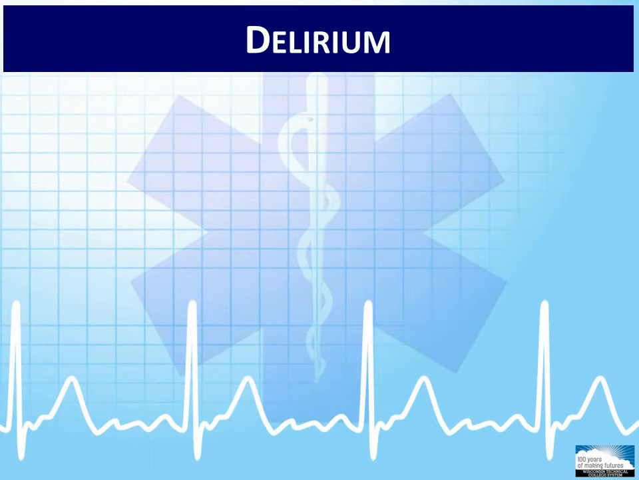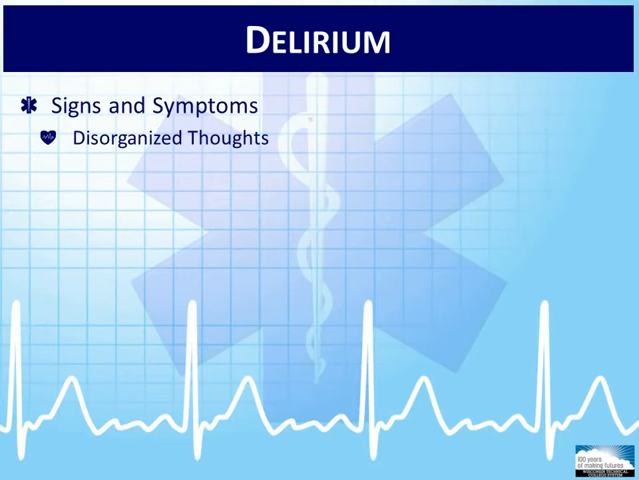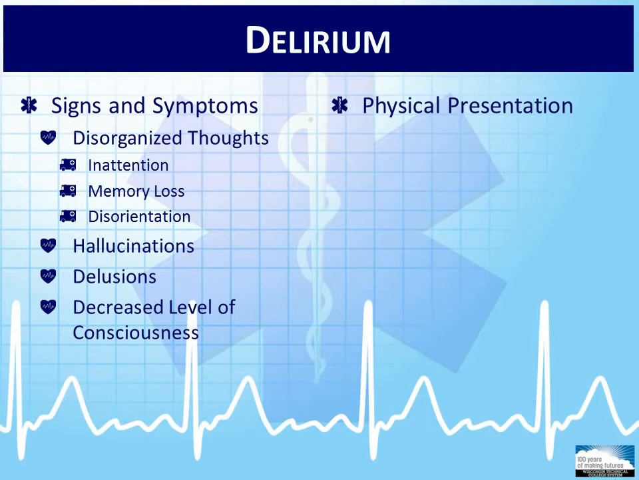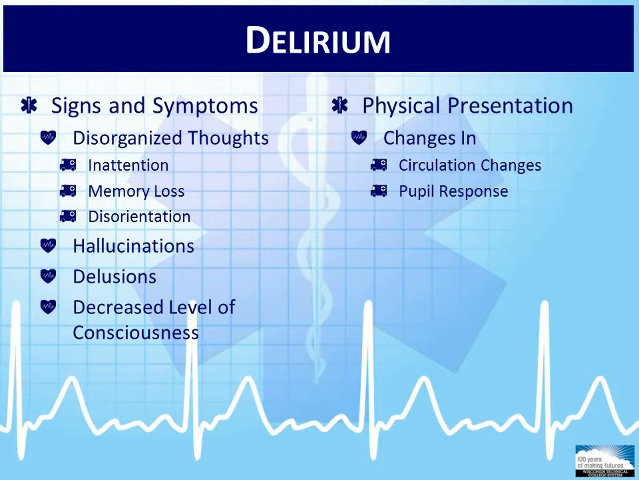The geriatric patient with delirium may have the following signs and symptoms: disorganized thoughts such as inattention, memory loss and disorientation, hallucinations, delusions, and decreased level of consciousness. The patient may present with circulation changes, changes in pupillary and motor response, and adventitious breath sounds. Assessment of this patient would include listening to breath sounds and obtaining a blood pressure. Assess for hypoxia, hypovolemia, and hypoglycemia. If left untreated, these conditions can prove fatal to the patient.